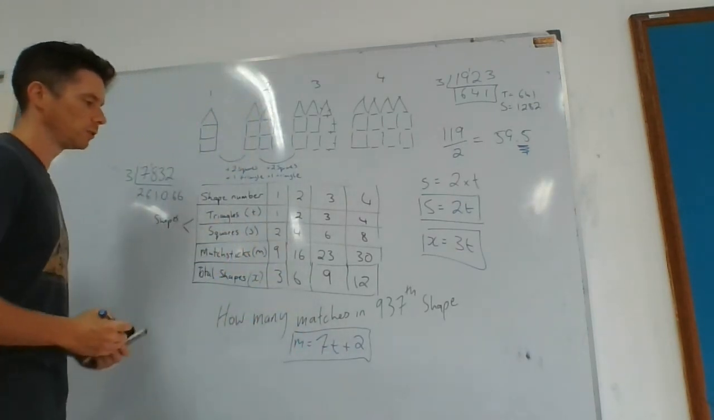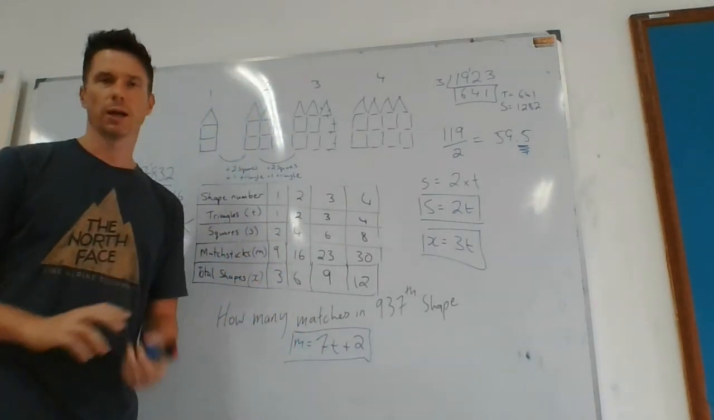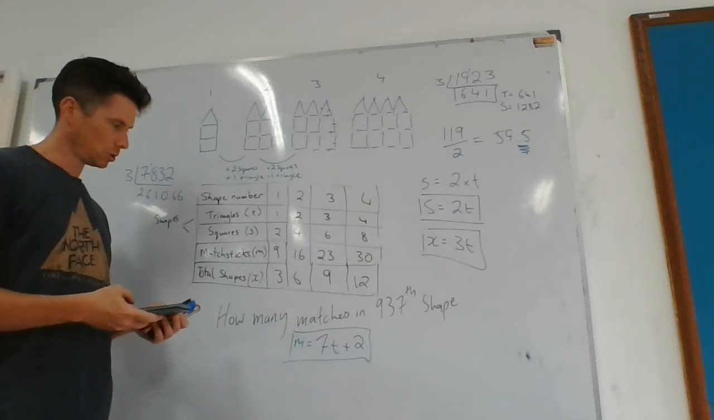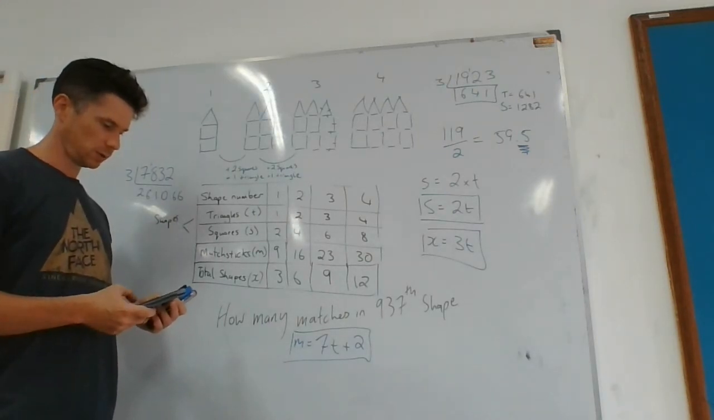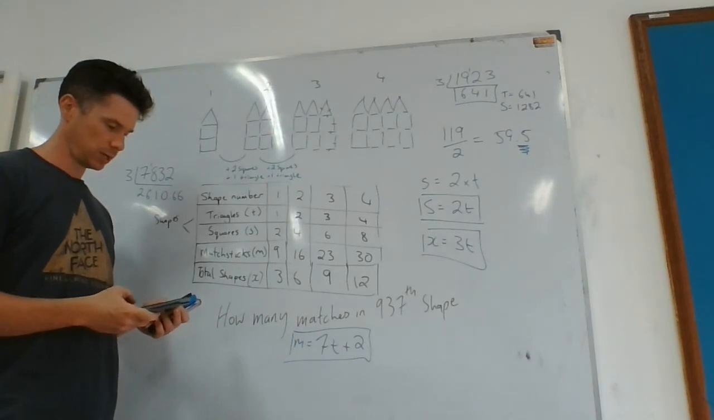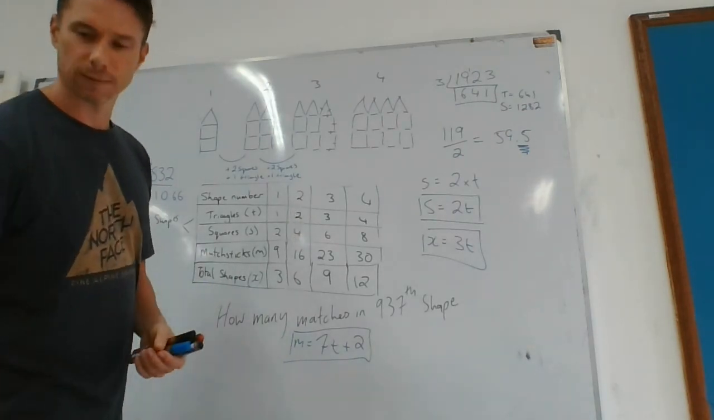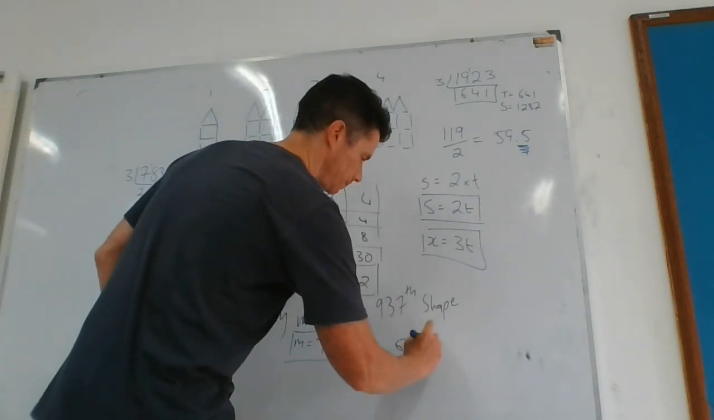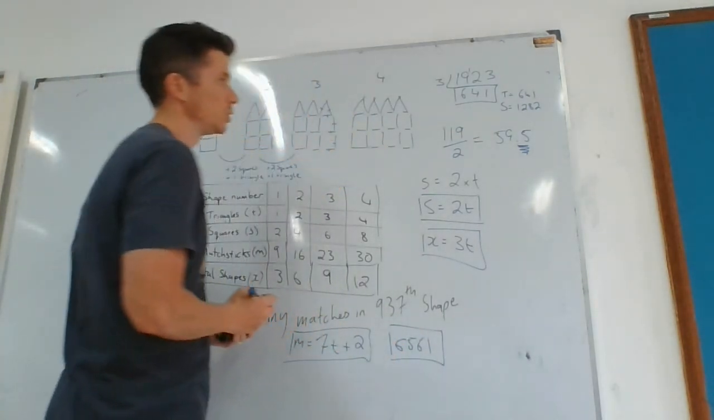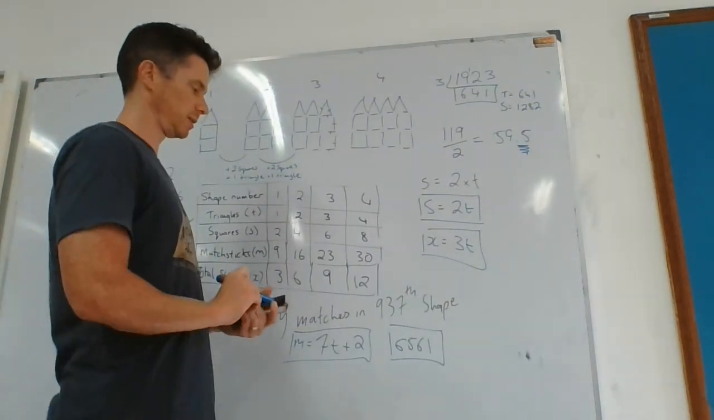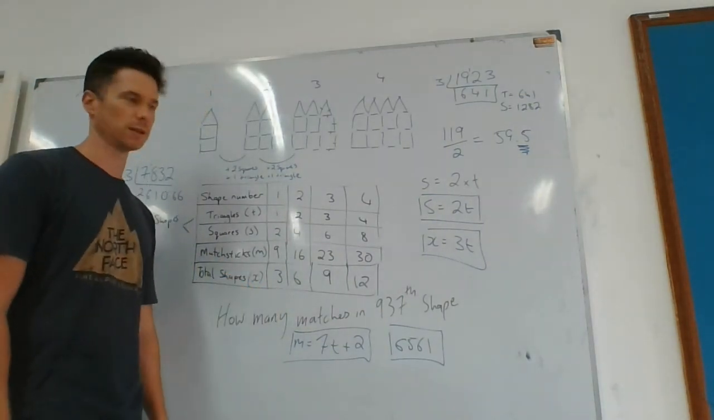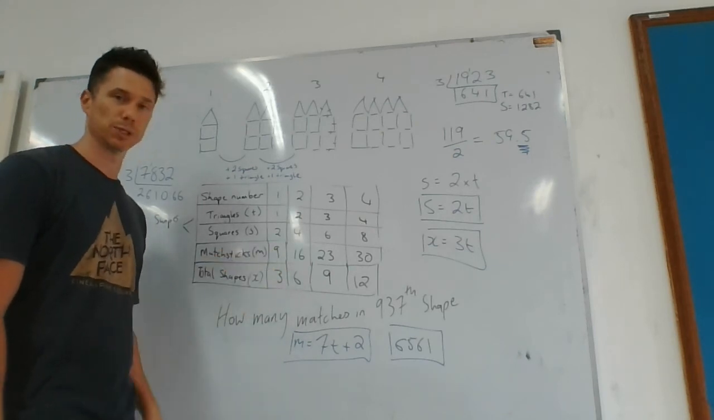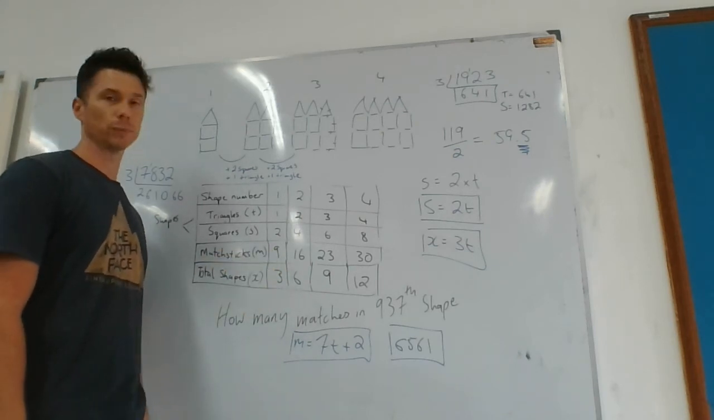So if I know my formula, 7t plus 2, I can just use my calculator for the 937 shape. So it'll be 7 times 937, and then add 2: 6,561 matchsticks in the 937 shape. Now, if you took my word for it and put 8 here, which is a mistake by me, you wouldn't have got that.